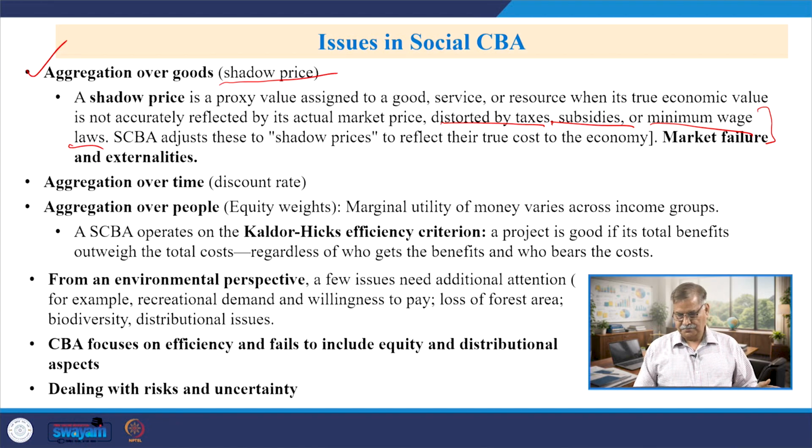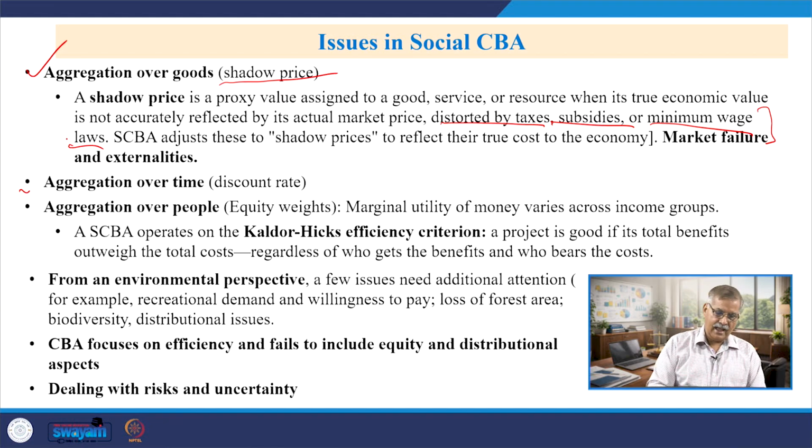So market failure and externalities, these are the two important reasons why shadow pricing is required to calculate or aggregate the value of goods or services of different natures created by a particular infrastructure project. And here the real value is calculated by considering the opportunity cost. So opportunity cost is very, very important, and that is taken into consideration while estimating the shadow pricing.